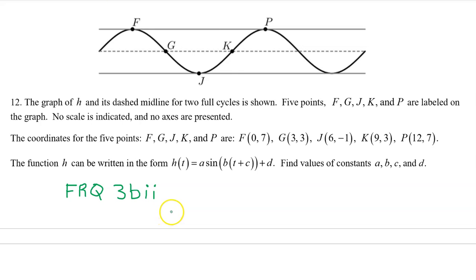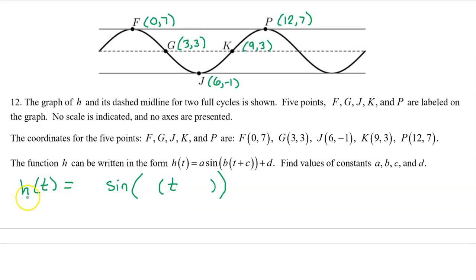By the way, there will be 4 free response questions on your AP exam. This question is just like FRQ 3B Part 2. Let's build an equation for h of t, filling in the values of a, b, c, and d as we go along. I'm going to write my equation for this period of h of t right here.